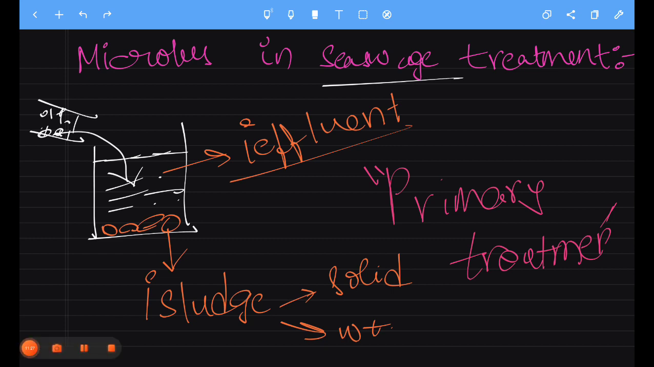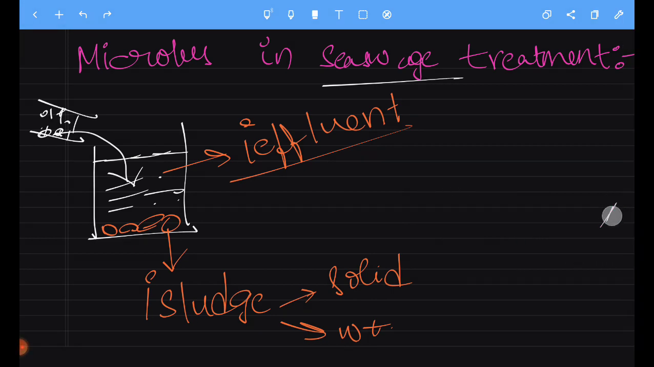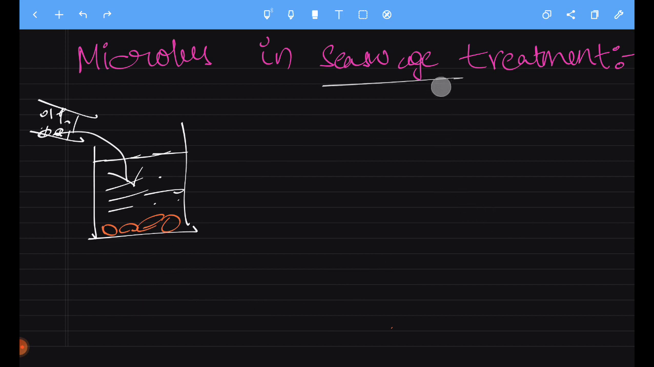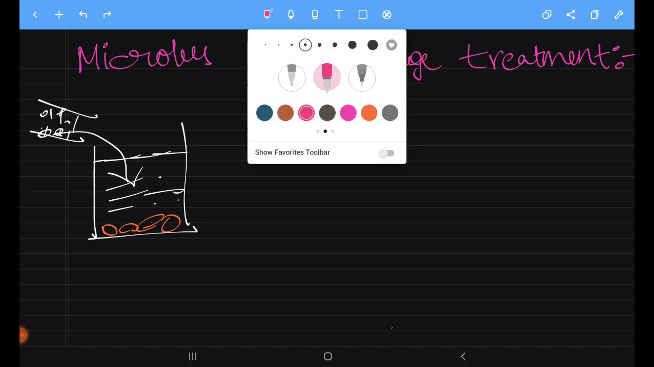So yes, this primary effluent is transferred into the second step, in which our friends come into action. This whole process is given in a diagrammatic representation in the notes which I have uploaded. You can avail the opportunity of getting notes. Please do it immediately so that it helps you.